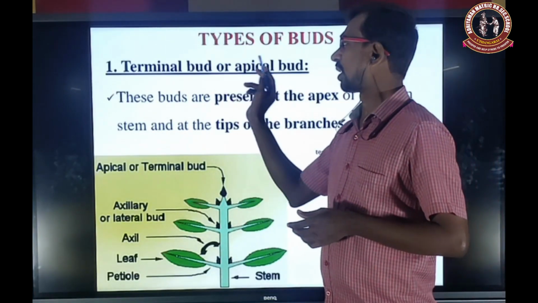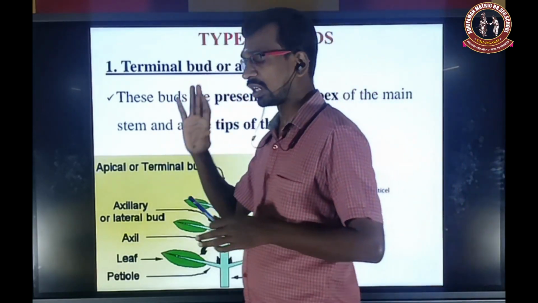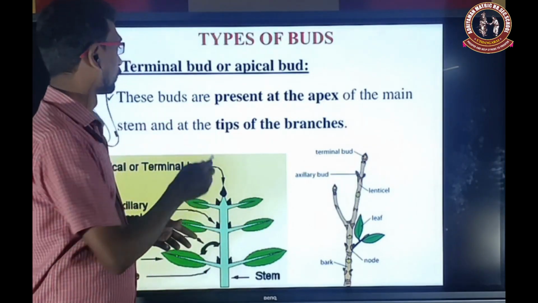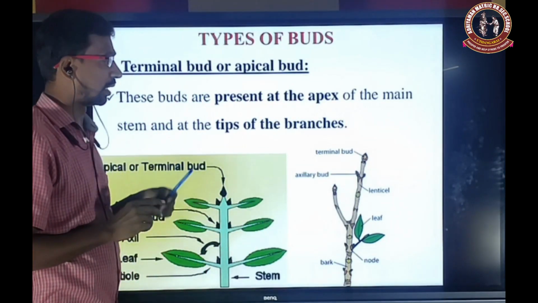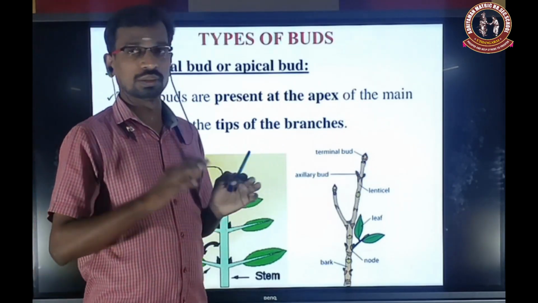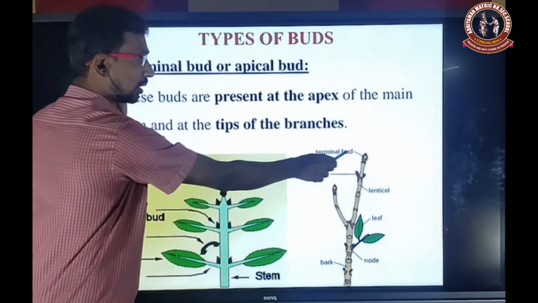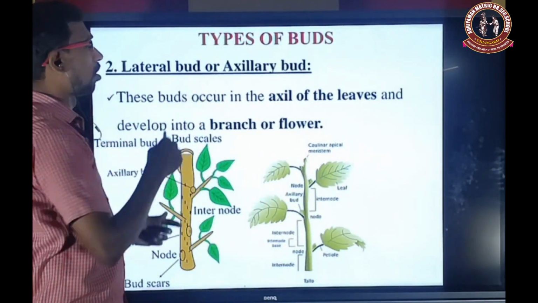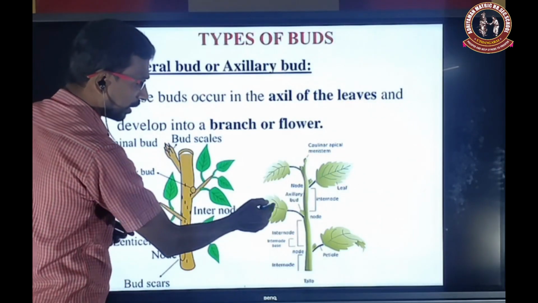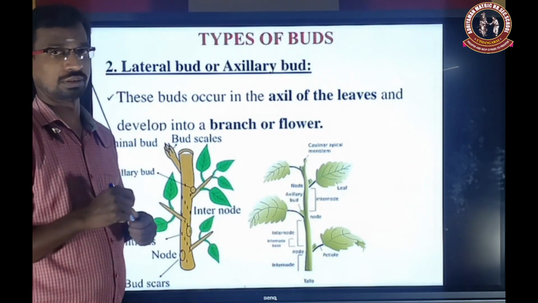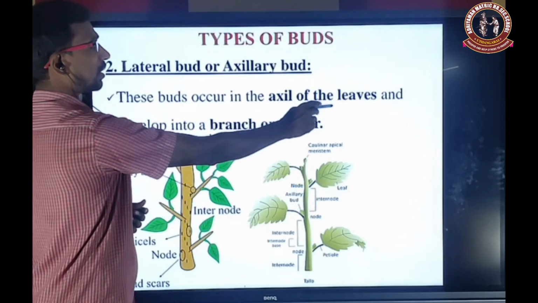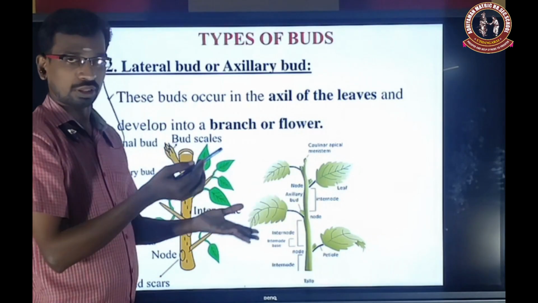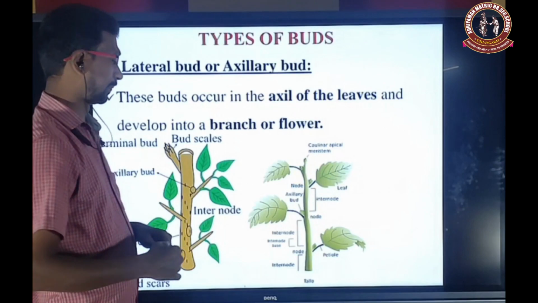First, terminal or apical bud. Terminal, the name itself has the meaning. It is formed on the tip of the shoot or stem. They are present at the apex of the main stem or at the tip of the branches. That is a terminal bud. Lateral or axillary bud is born between the stem and the leaf axis. The bud occurs in the axil of the leaves and develops into a branch or flower. It may later develop into a new branch or into a flower.